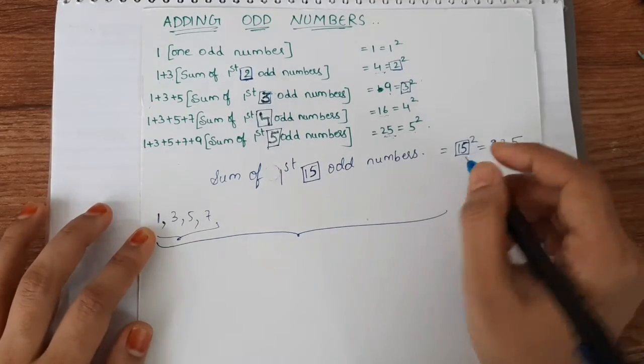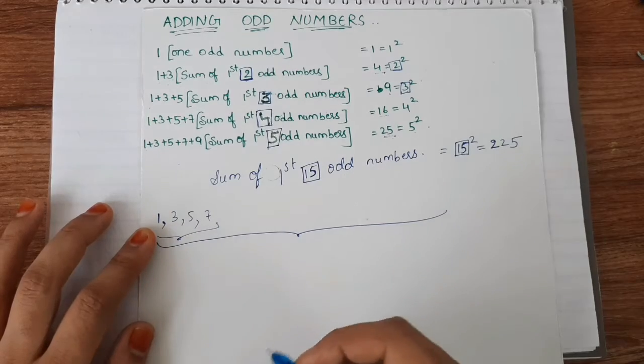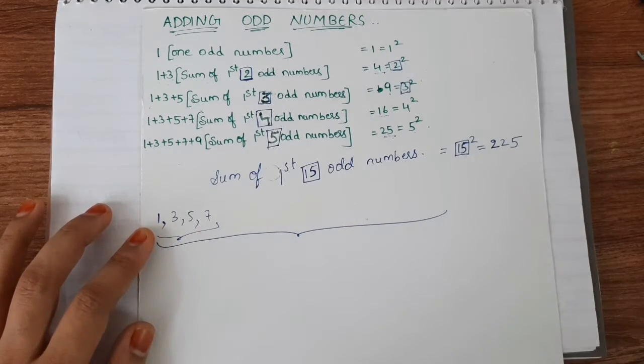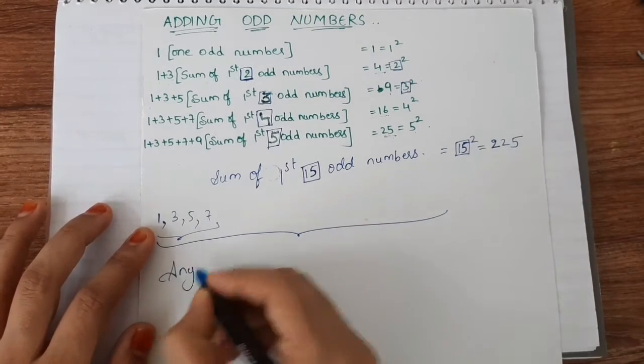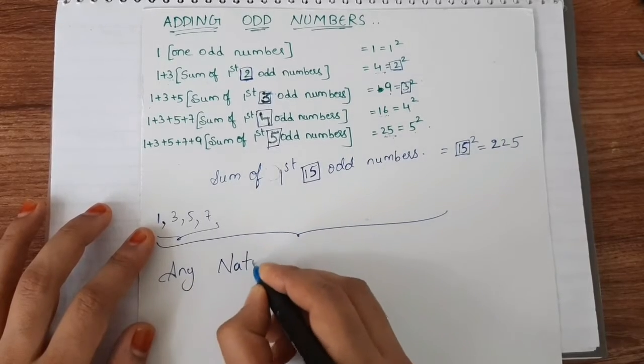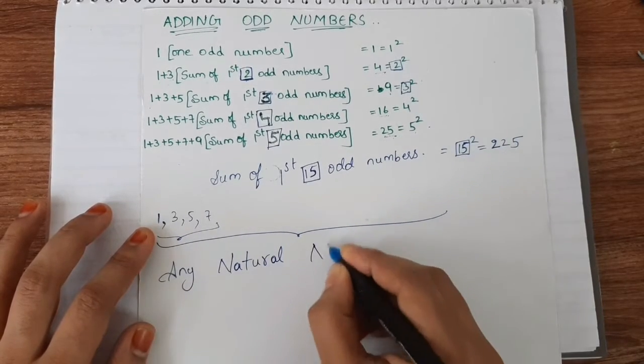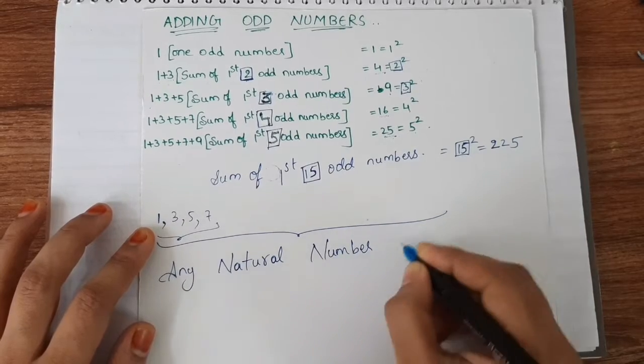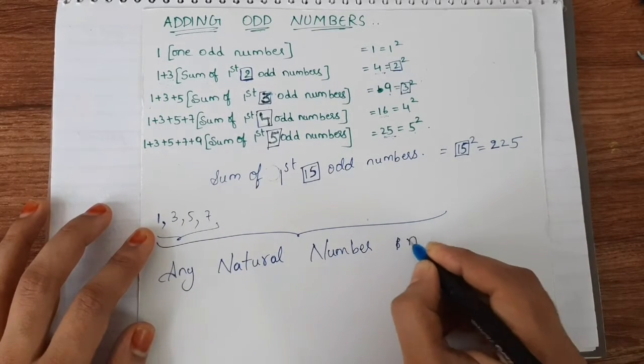Now I'll generalize it. I'll take any natural number n. Any natural number n, small n, we will consider.